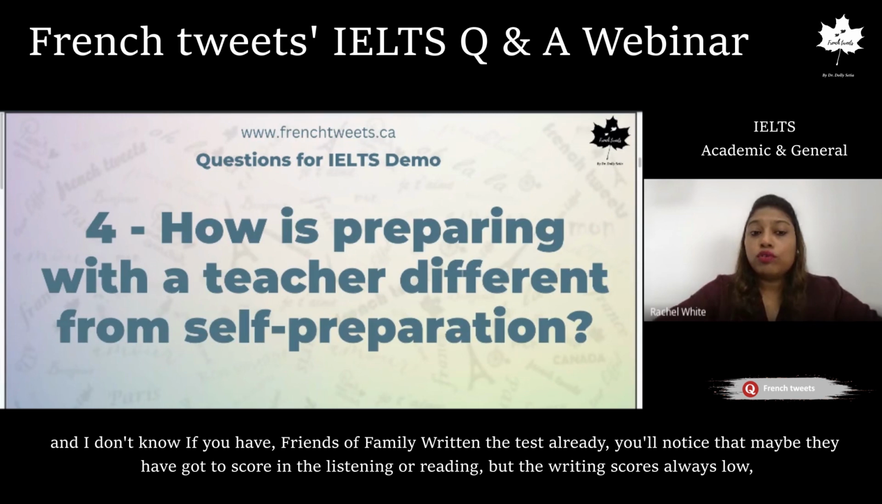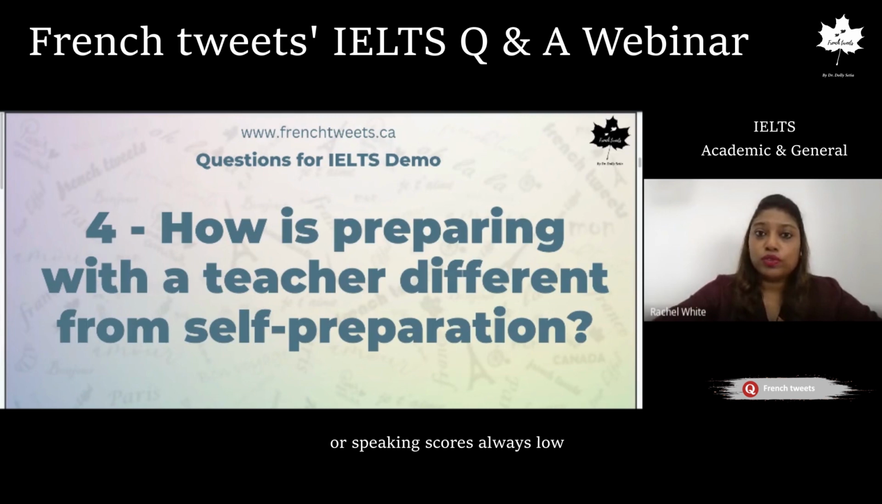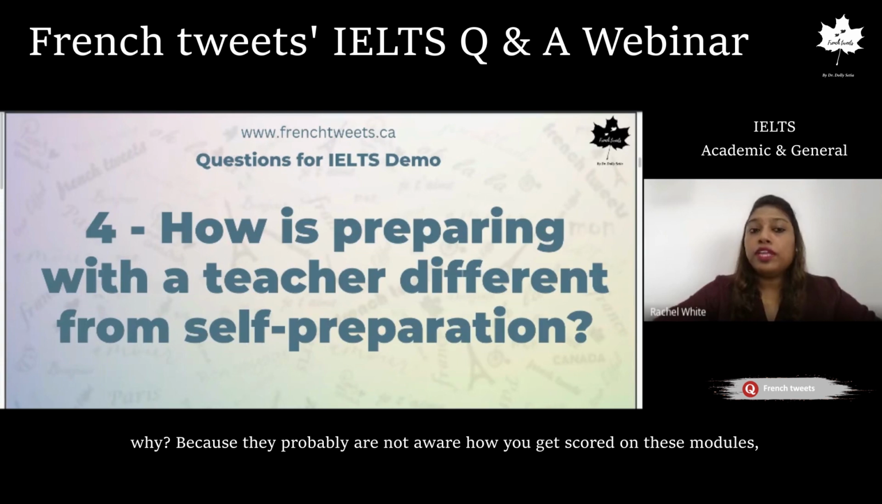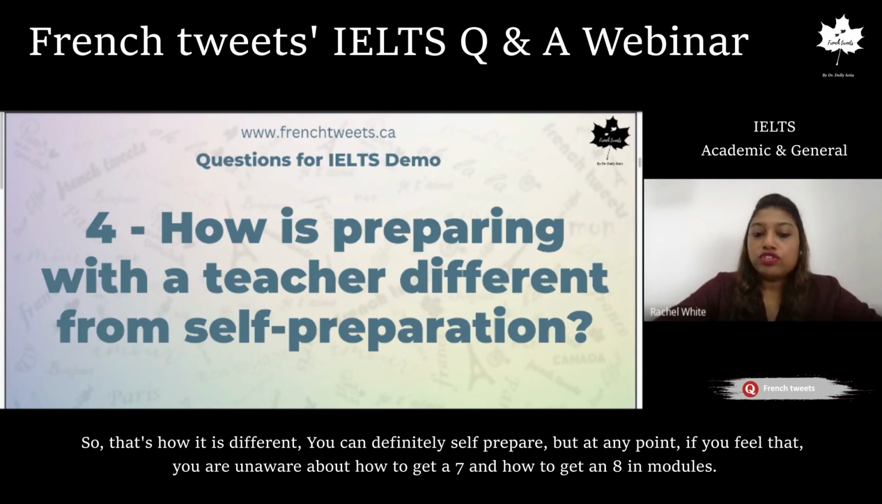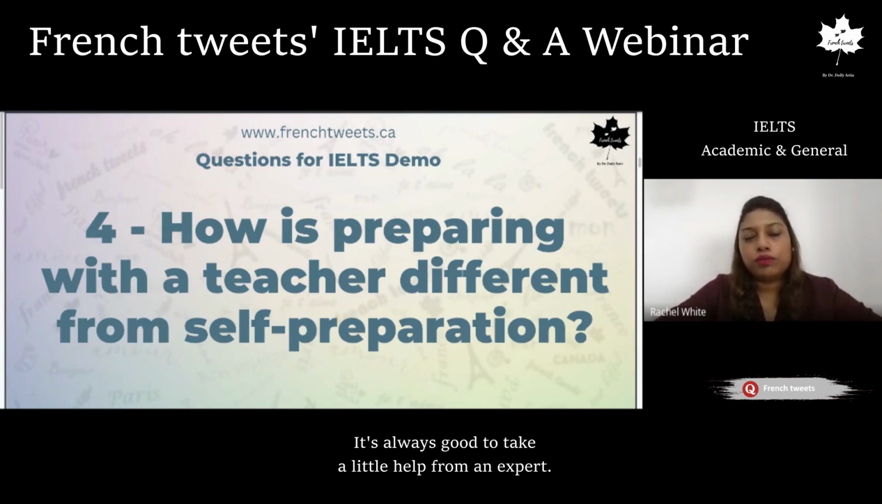And I don't know if you have friends or family who've written the test already. You will notice that maybe they have got a good score in their listening or reading, but the writing score is always low, or the speaking score is always low, right? Why? Because they probably are not aware how you get scored in these modules. So that's how it is different. You can definitely self-prepare, but at any point, if you feel that you are unaware about how to get a 7, how to get an 8 in certain modules, it's always good to take help from an expert.